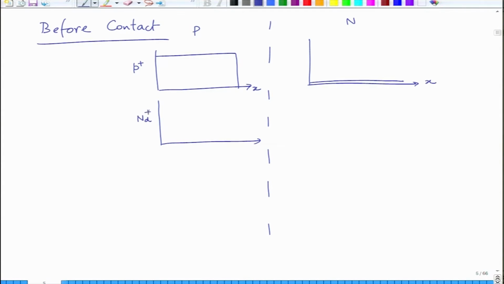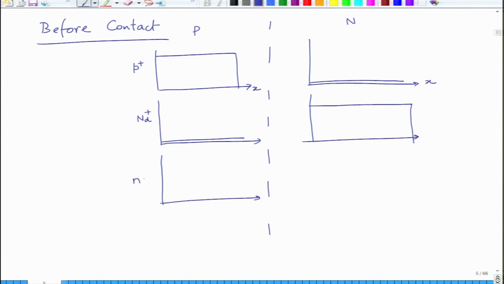Now when you plot Nd plus, so P plus is the hole density, and this is the donor density. Donor density is very small in P type semiconductor, but donor density is very large in N type semiconductor, alright. So this is something like that, depending upon the thickness you will have. Similarly, you can plot the electron density, and you can plot the acceptor density, alright.